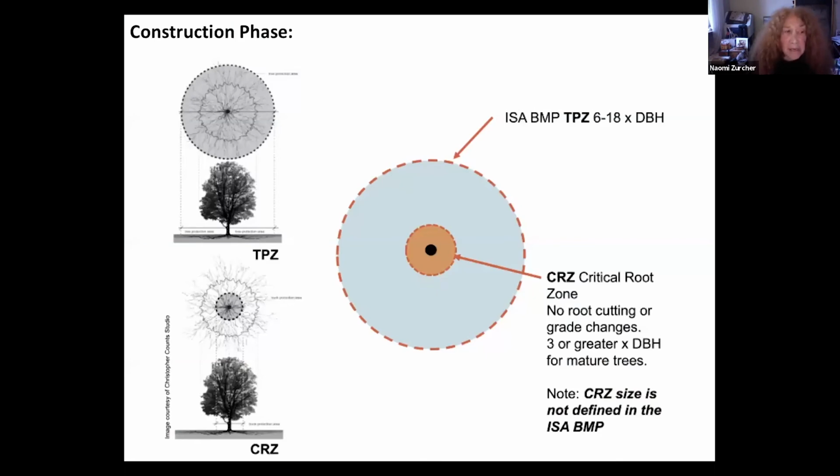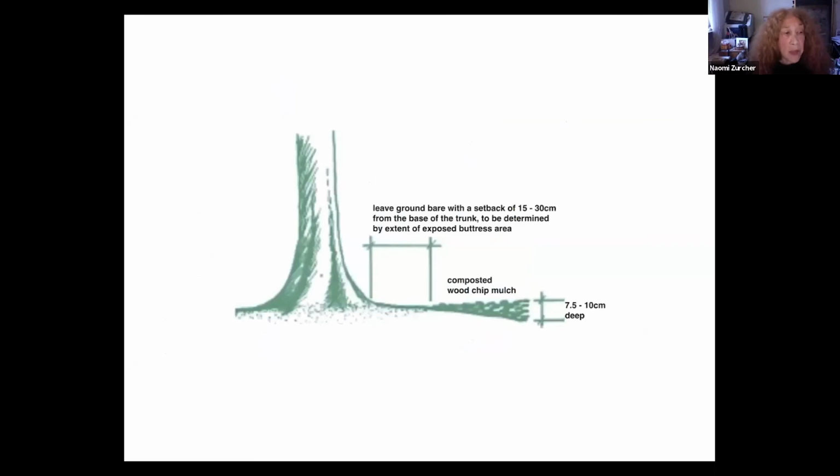The need to access a TLPZ or traverse any tree-populated landscape requires the oversight of the project consulting arborist, along with additional access-specific tree and landscape protection. The TLPZ immediately around each tree should receive an installation of composted wood chip mulch 7.5 to 10 centimeters in depth, with a setback of 15 to 30 centimeters from the base of the trunk to be determined by the extent of the exposed buttress area.